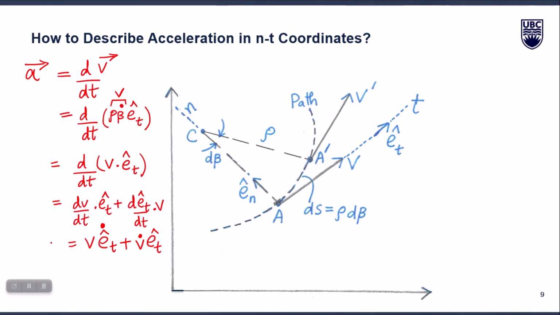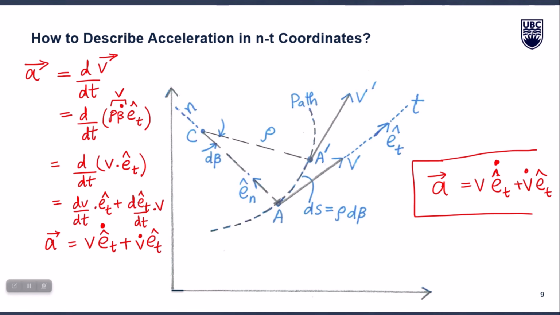So this is my A vector now. I can write it clearly: A vector is v dot times E sub t cap plus v times E sub t dot. So this is my acceleration vector in n-t coordinate system. It has two terms now, but the direction of both terms is not clear.